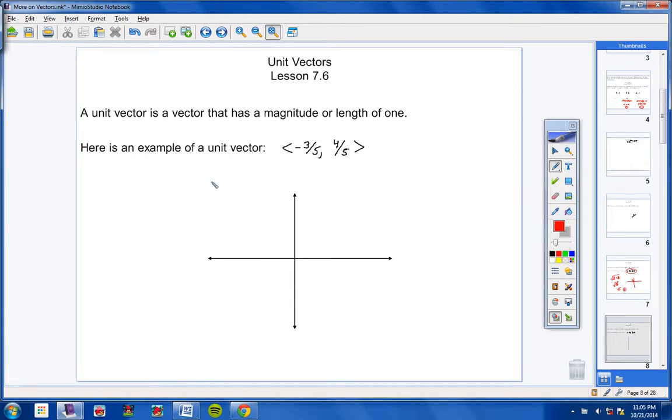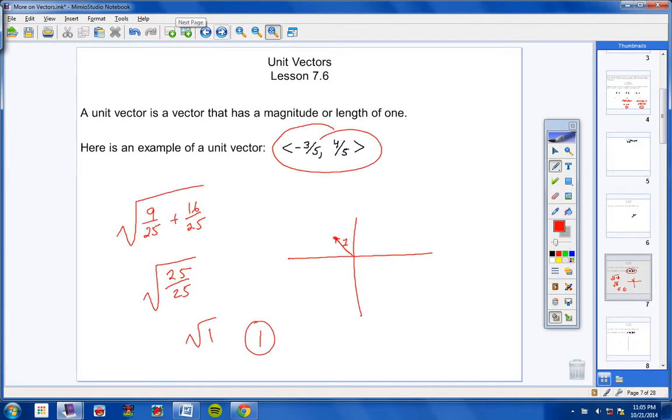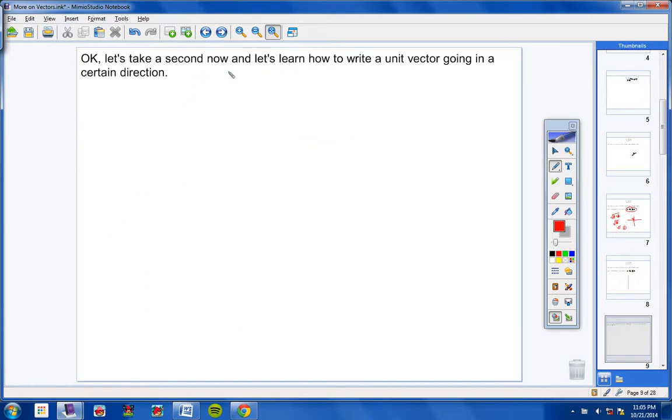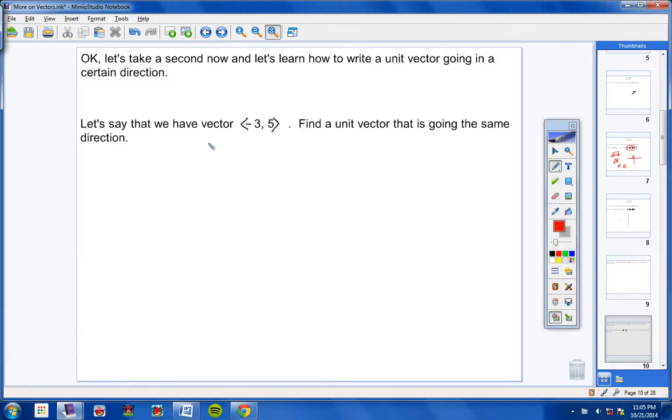Now, let's continue on. Hold on one second. Okay, here we go. Now let's take a second and let's learn how to write a unit vector that's going in a certain direction, okay? Write this down. Let's say we have this vector right here, -3, 5, okay? Let's say we have that vector there. I want you to find a unit vector that is going the exact same direction. Okay, so copy this down and let's take some really good notes.